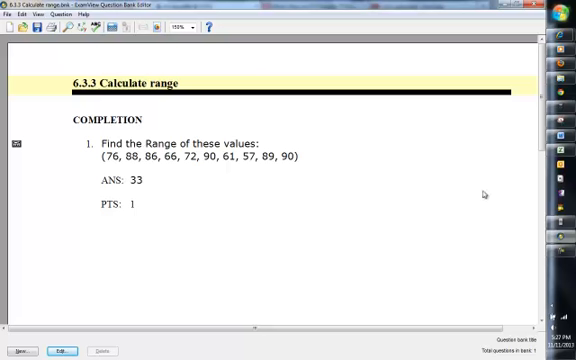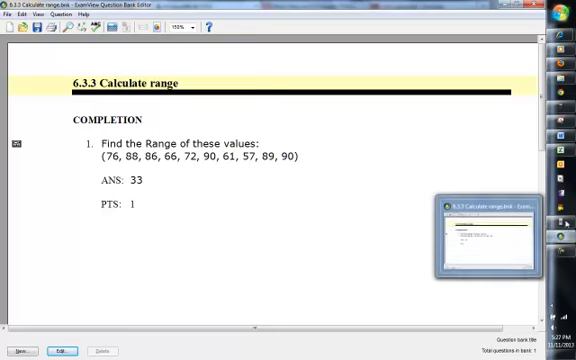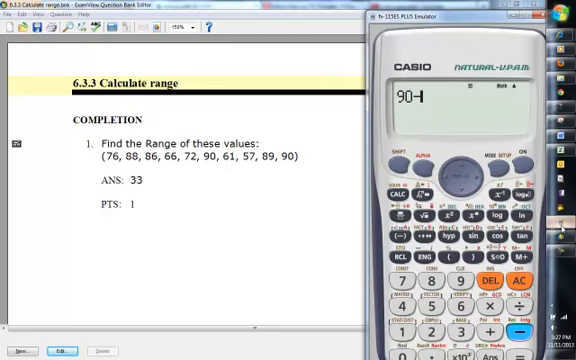Calculate range, the easiest thing of all. Just find the upper and the lower number. The lowest number in here is 57. The highest number is 90. On our calculator, we would take 90 minus 57 is 33, so that's the range.